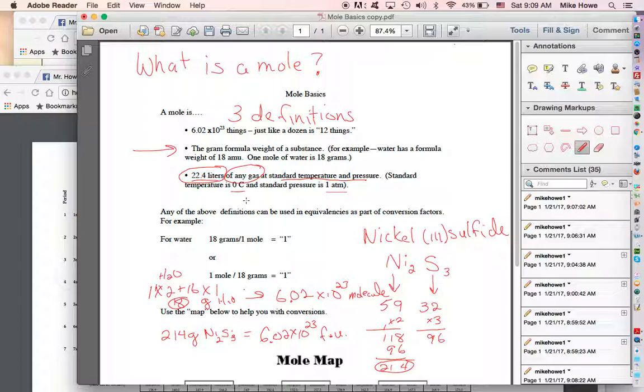So these definitions apply to all things. If you have a solid, it'll only be these two definitions, but if you have a gas, all three definitions apply. If you have a liquid, these two definitions apply. If you have a gas, again, all three. So that's what a mole is. The most practical definition is the weight definition, and that's the one that we will use the most.